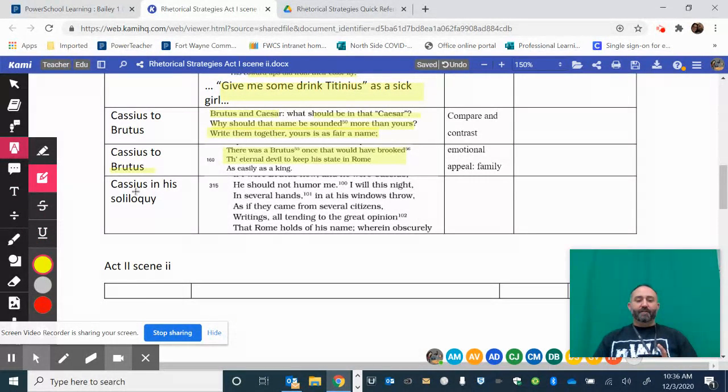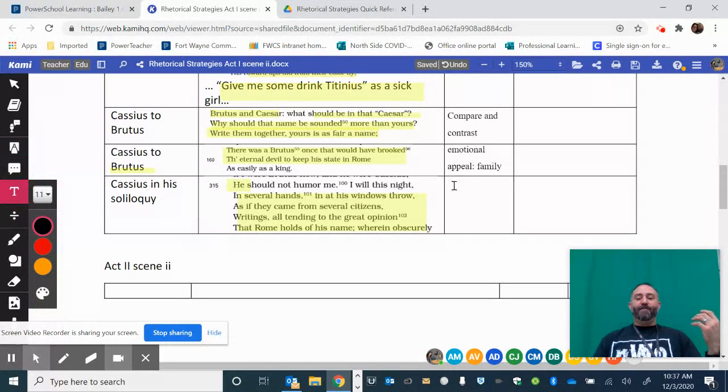And then last but not least, in the soliloquy at the end of the scene, Cassius is revealing his thoughts, talking about Brutus on line 315. He says, "Brutus should not humor me." In other words, Brutus really shouldn't listen to me because I'm not to be trusted. But what he says is, "I will this night, in several handwritings, throw in at his window, as if they came from several citizens, writings all tending to the great opinion that Rome holds of Brutus's name." In other words, I'm going to write a whole bunch of notes that Brutus is going to find that talk about how great he is.